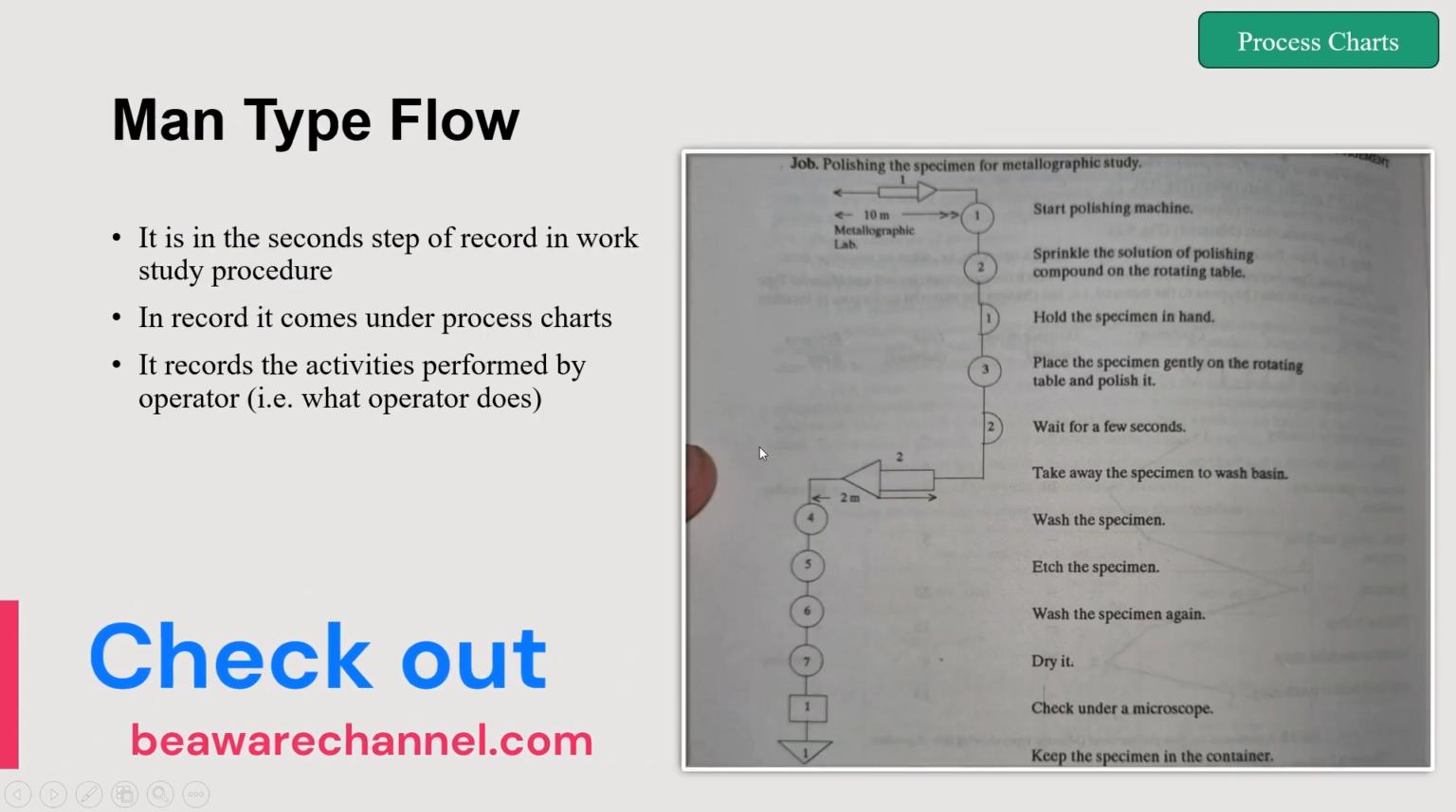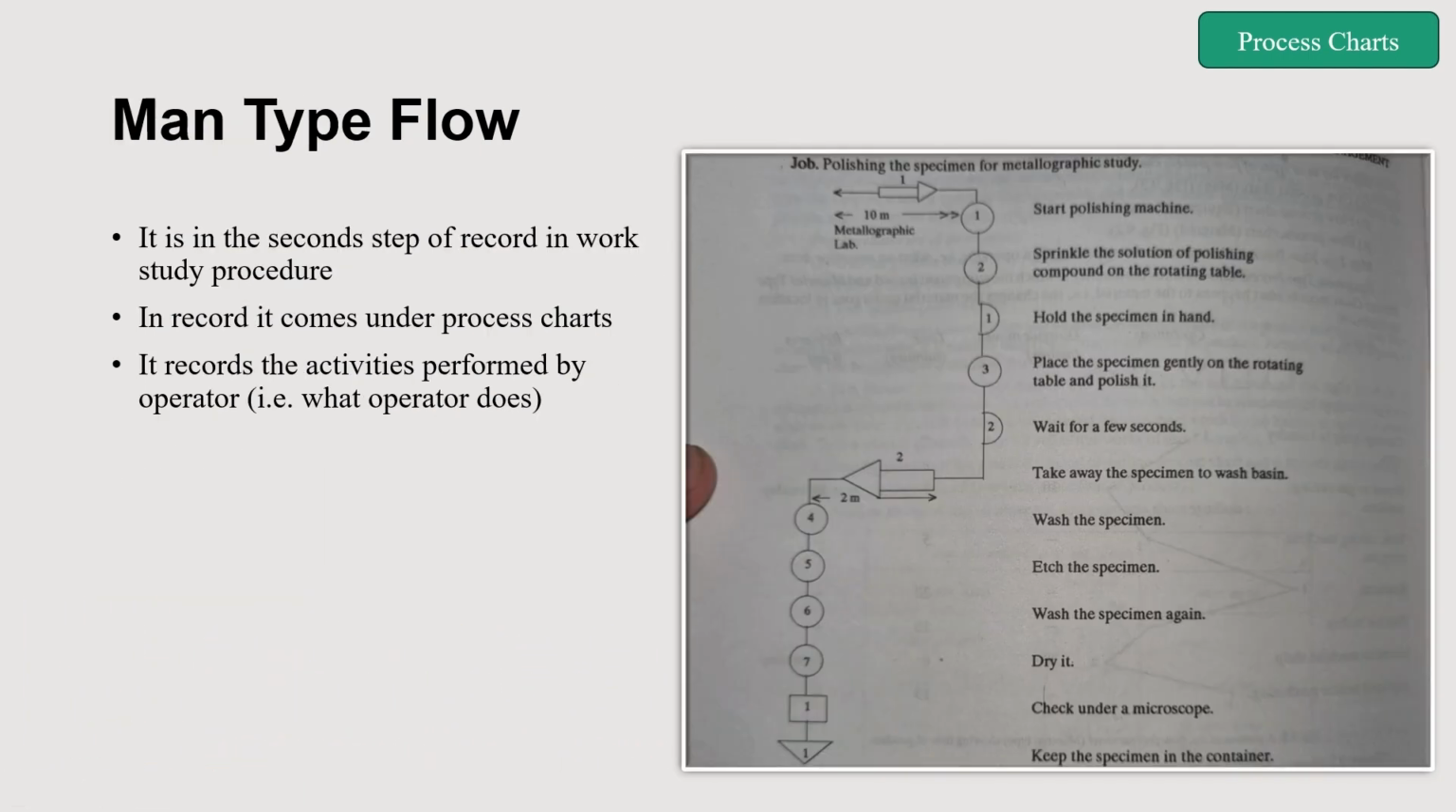Now let us see the man type flow. When we look at the man type flow, it is in the second step of the record in the work study. It is under the process chart, or you could call it the flow diagrams. It records the activities performed by the operator. So the man type flow basically records the activities performed by the man.